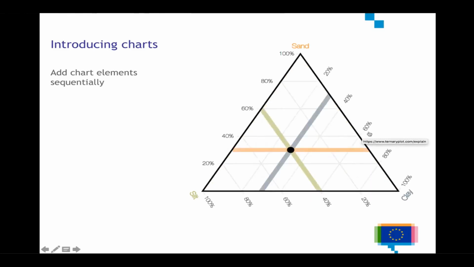And then you can show the composition of one particular soil type, for example. And if you explain in steps how people should read a chart, now they can understand how this soil type is composed of these three elements.